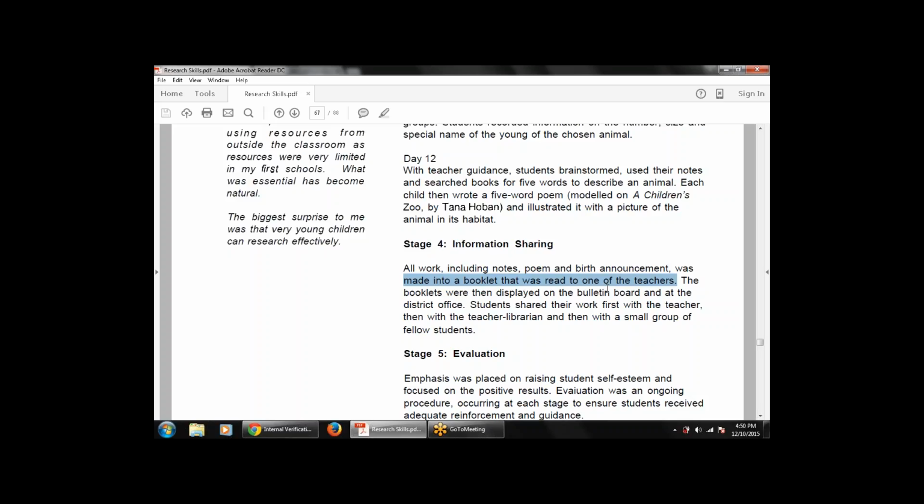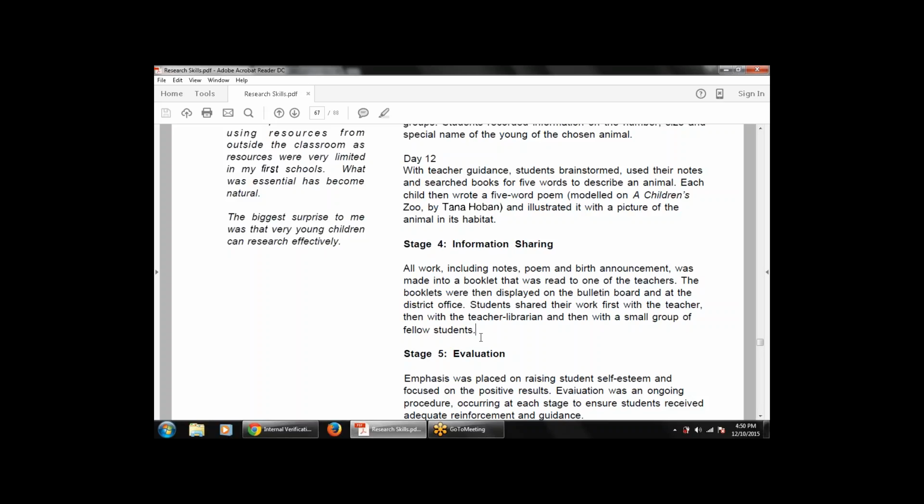Students share their work first with the teacher, then with the teacher librarian, and then with a small group of fellow students. That is stage number 4, the information sharing.